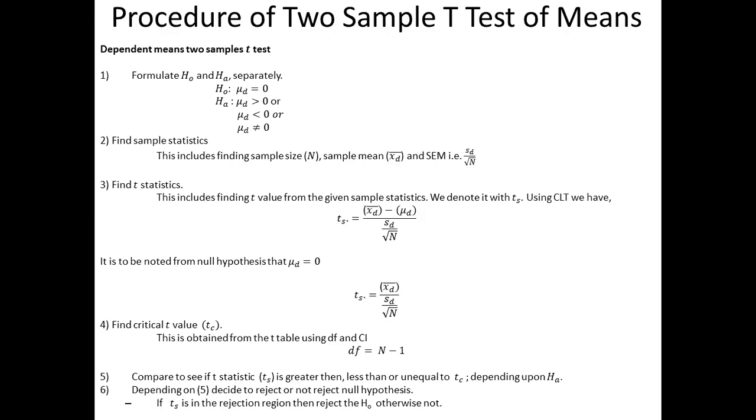Then the fourth step is finding the critical t value. That is finding the t value from the t table using the confidence level of our test and the degrees of freedom, which is n minus 1 in this case. The fifth step is comparing TS with the TC value, whether it is greater than, less than, or not equal to, depending upon the alternative hypothesis statement. And the sixth step is, depending on step number 5, we decide to reject or not reject the null hypothesis. Remember, if TS is lying in the region of rejection, then we reject H naught, otherwise not.